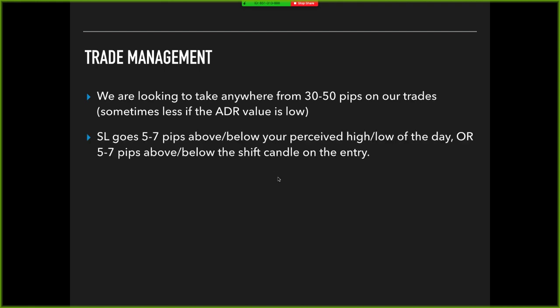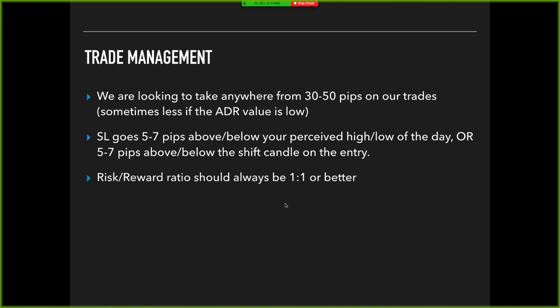Your stop loss is going to go 5 to 7 pips above or below your perceived high or low of the day, or 5 to 7 pips above or below the shift candle, because sometimes the shift candle is your entry, and the high or low is way above that. So you don't want to put it way too high. Put it 5 to 7 pips above the shift candle. That's good enough, and then you can manage your trade based on that.